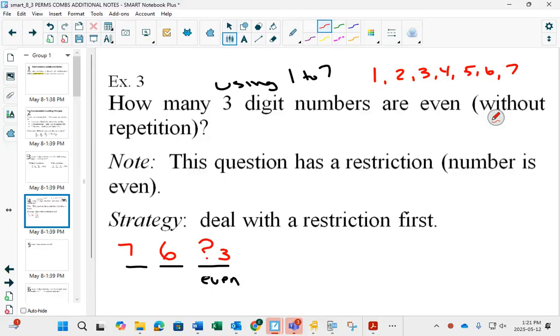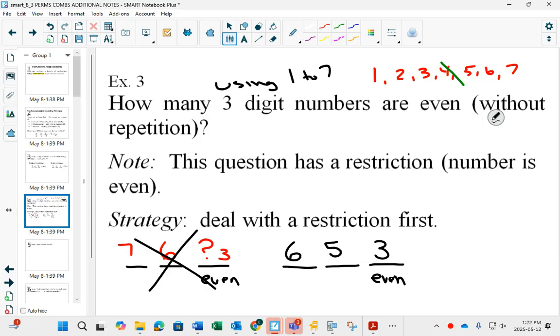The strategy is make that decision first. So this is going to be a problem. But if I have a restriction, and always with the restriction, we write the restriction underneath that decision, that has to be even. Well, why don't I do that first? I have 3 even numbers. I choose one of them. That would be 3 choices. So I don't know, maybe I used up the 4. Now how many choices do I have for my first digit? There's 6 left. Then I've used up 2 numbers, then 5, giving 90 even numbers.